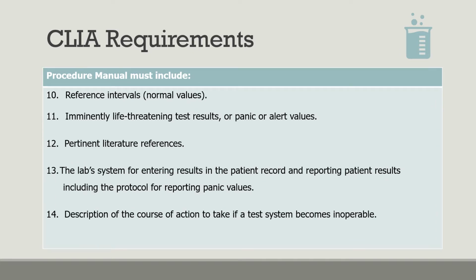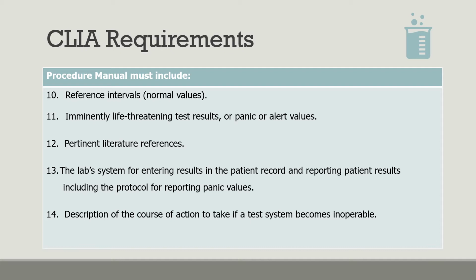And the last slide of CLIA requirements for procedure manuals. Also included, you must have your test reference intervals or your normal values, as well as any panic or alert values. And these are often referred to as critical values. A list of references used to prepare the procedure or any pertinent literature references that may be useful. How the results are entered into the patient's record, and how patient results should be reported, including any protocols for reporting panic or alert values, should be in your procedure.